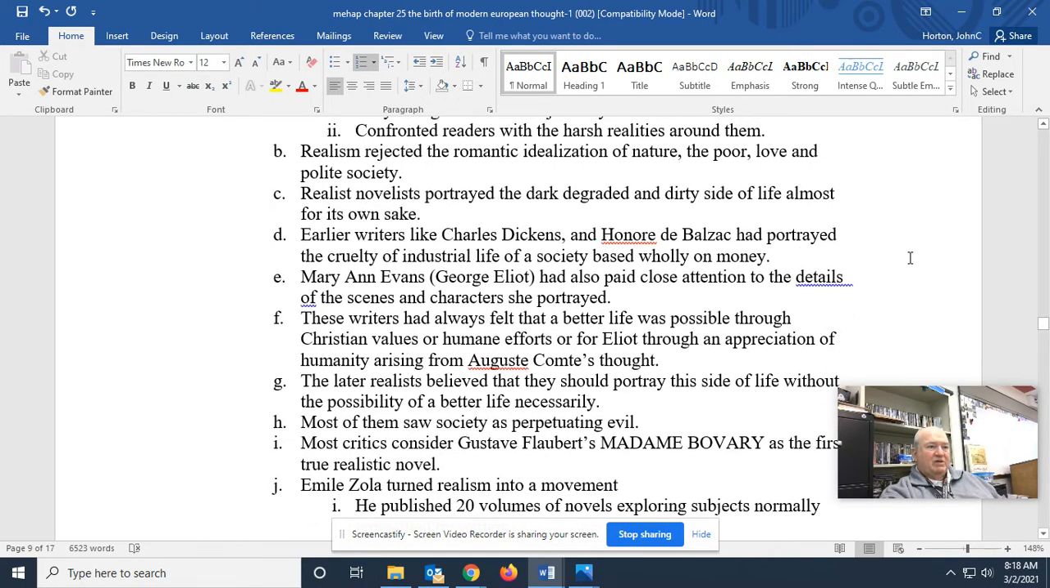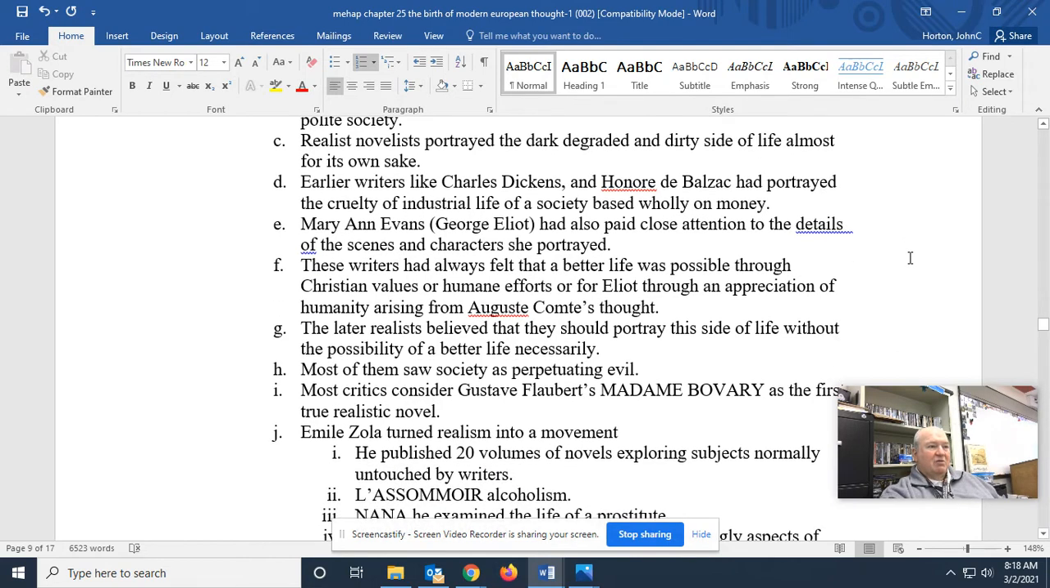So, realist novelists portrayed the dark, degraded, and dirty side of life almost for its own sake. Earlier writers like Charles Dickens and Honoré de Balzac had portrayed the cruelty of industrial life, of a society based wholly on money. Charles Dickens' later writings, for example, like Bleak House, which is about a bunch of London lawyers, were much more realistic and a lot less uplifting than his earlier writings, such as A Tale of Two Cities and Great Expectations and A Christmas Carol. How could I forget?